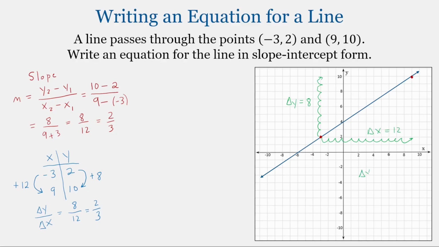So we have our change in y over change in x. That's our slope. It is 8 over 12. And this simplifies down to 2/3. So all we've done so far is find the slope.